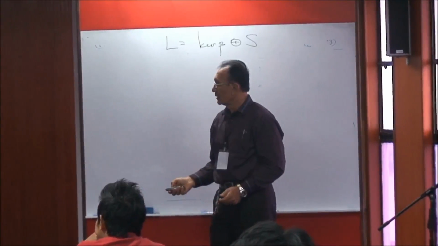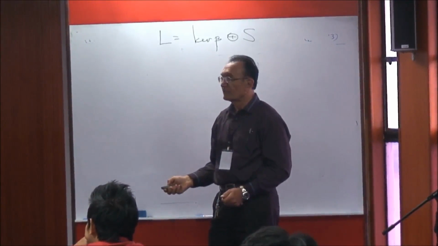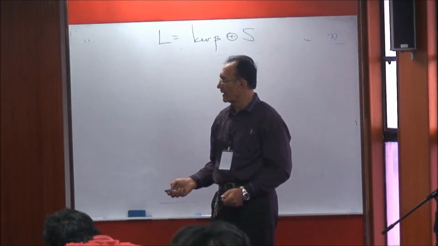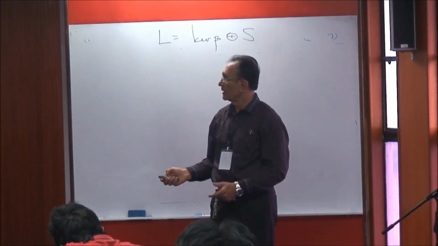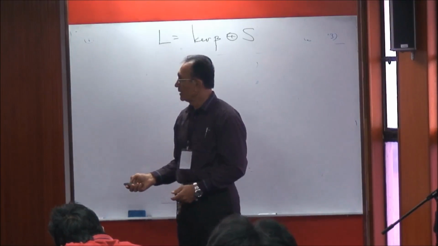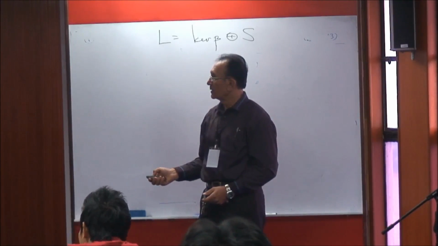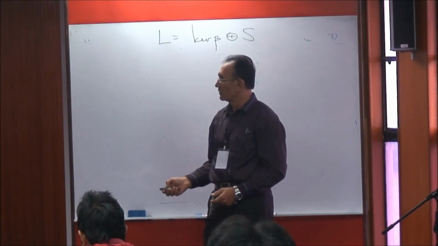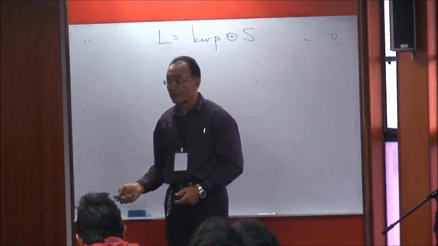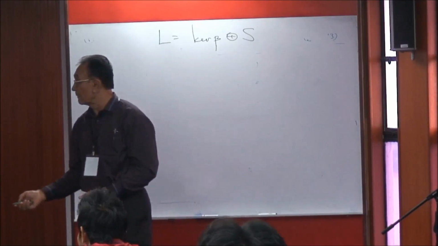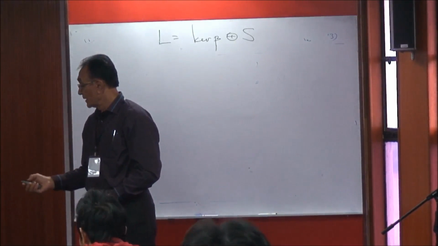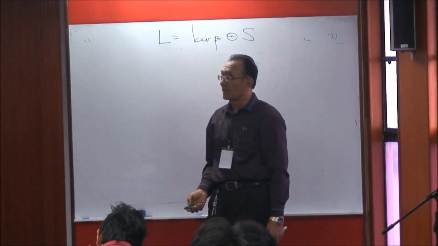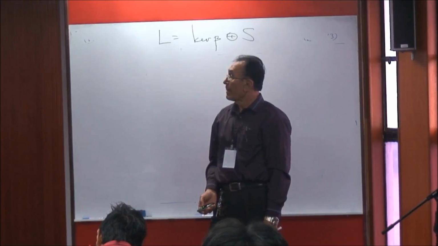In that case, extension is called split. So extension is called central if the kernel is in the center of L. This triple, if kernel of beta is in the center of L, then this extension is called a central extension. Now in this case, of course, you will have a similar algebra as before. Okay.